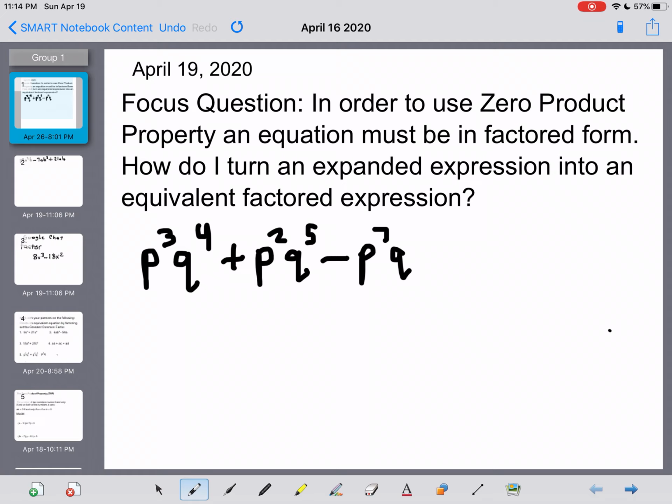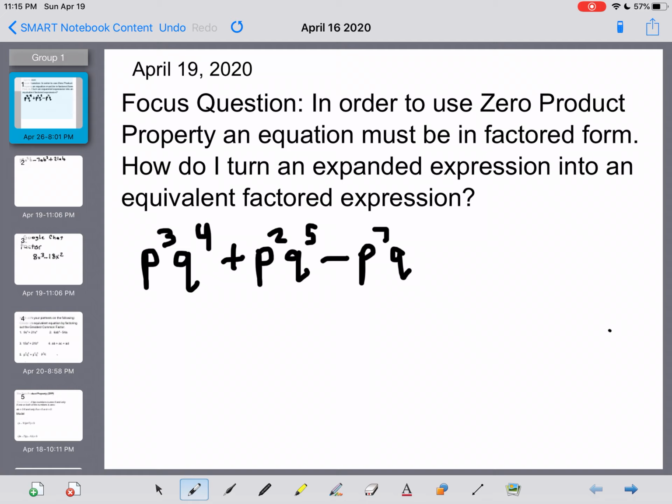I saw some things I'm going to point out. There were some common mistakes, so we're going to take one more day of this. So remember, our focus question was this. In order to use zero product property, an equation must be in factored form. How do I turn an expanded expression into an equivalent factored expression?